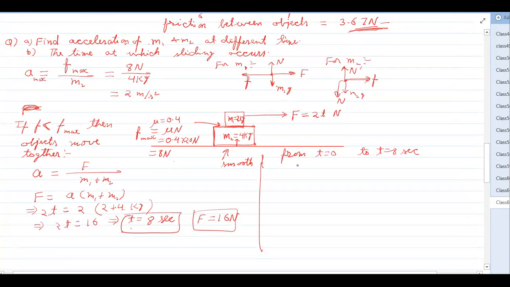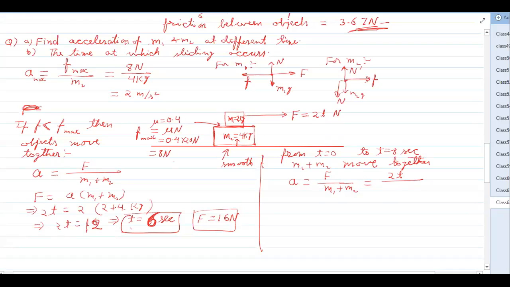At t equal to 8 seconds, they are moving together. M1, M2 move together, and the common acceleration is how much? The F by m1 plus m2. So with time, if you have to write, that is 2t by m1 plus m2. Sorry, it is 12 by 2, so it is 6 seconds. Okay, it is coming 6 seconds.